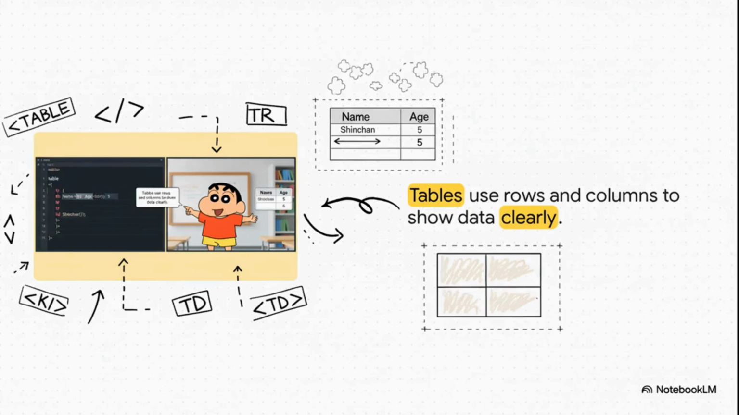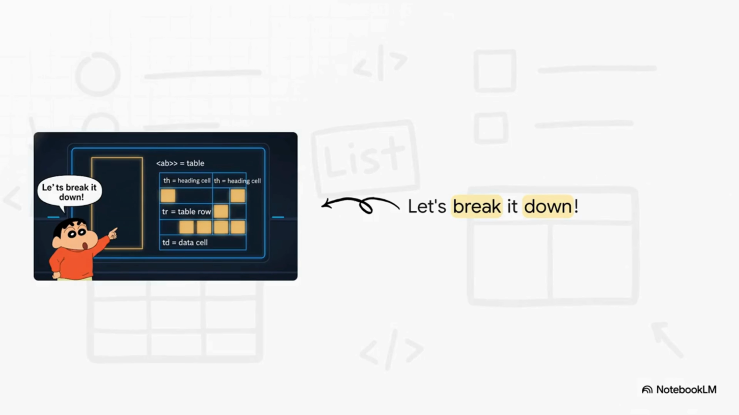Just look at how powerful this is. The code you see on the left, it magically creates this perfectly organized table on the right. We know instantly that Shinchan is 5 years old because they're sitting in the same row. This structure makes the relationships between your data pop right off the page. So you're probably wondering, how does that code actually work? Well, it's not as scary as it looks. A table has just a few key parts that all work together as a team. So, come on, let's break it down.